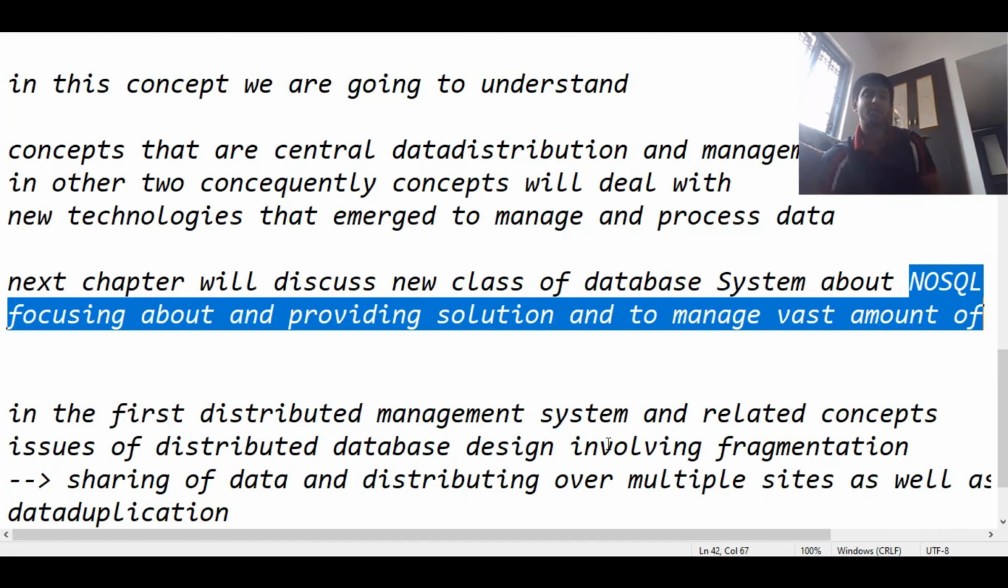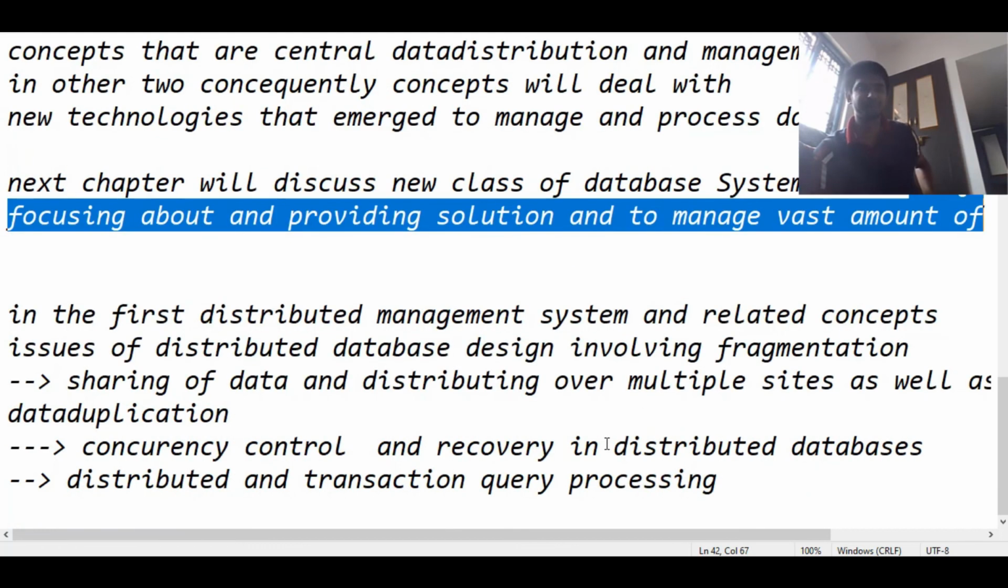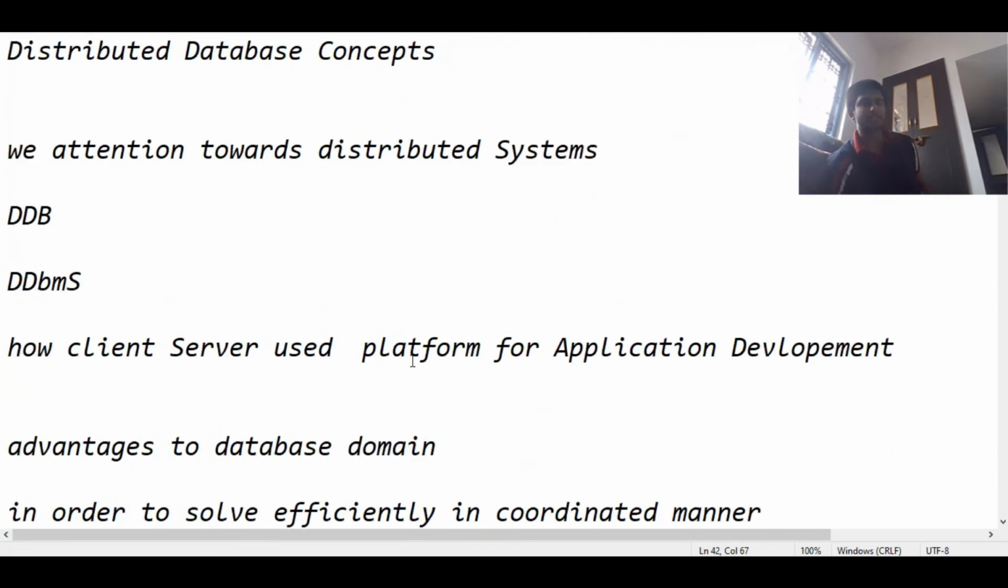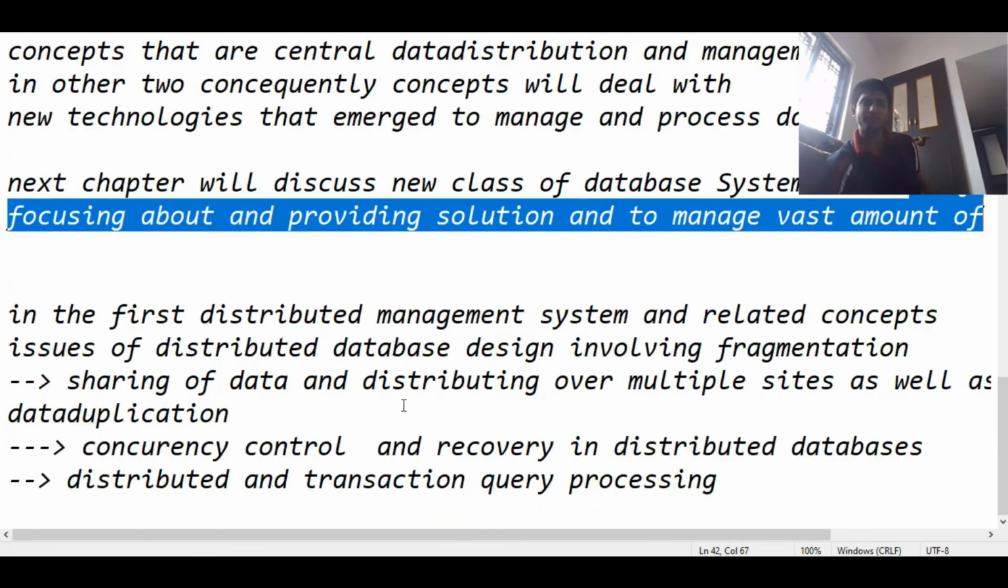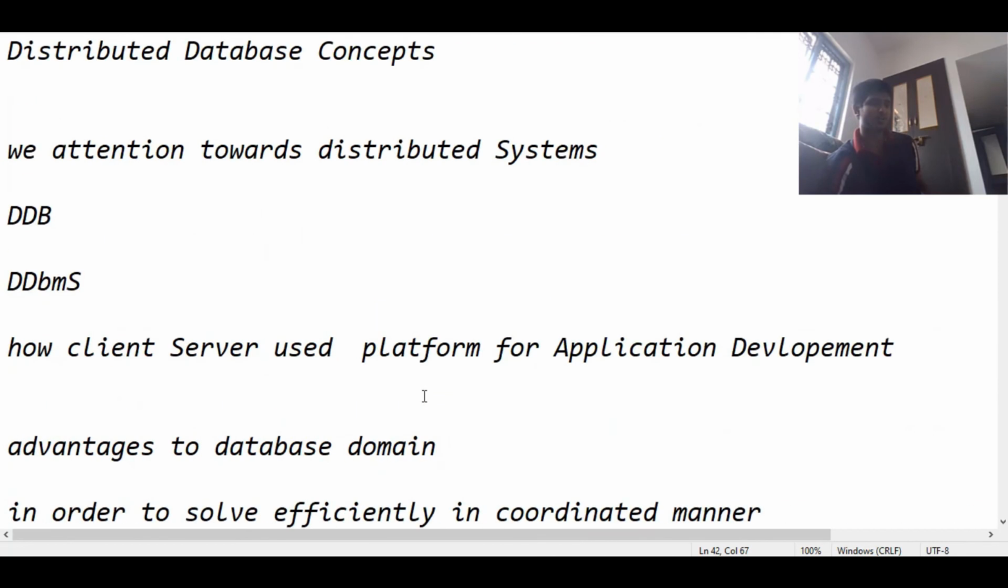The related concepts in distributed database management include fragmentation, sharing of the data, distribution over multiple sites, as well as data duplication. In this chapter we will concentrate on concurrency control, recovery in distributed databases, and distributed transaction and query processing. These are the topics we will be discussing in distributed database concepts. This is a brief overview.